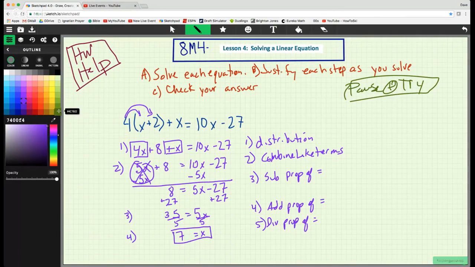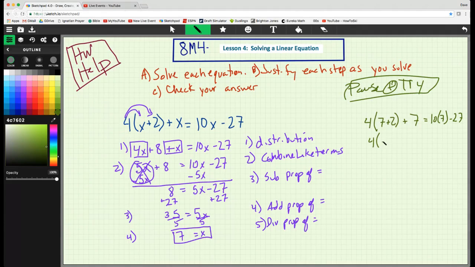Okay, now let's go ahead and check our answer here. So we have 7 equals x. So we're going to put a 7 in wherever we see an x up there. So 4 times 7 plus 2 plus 7 equals 10 times 7 minus 27. So let's simplify each side and see if we have two things that are equal.